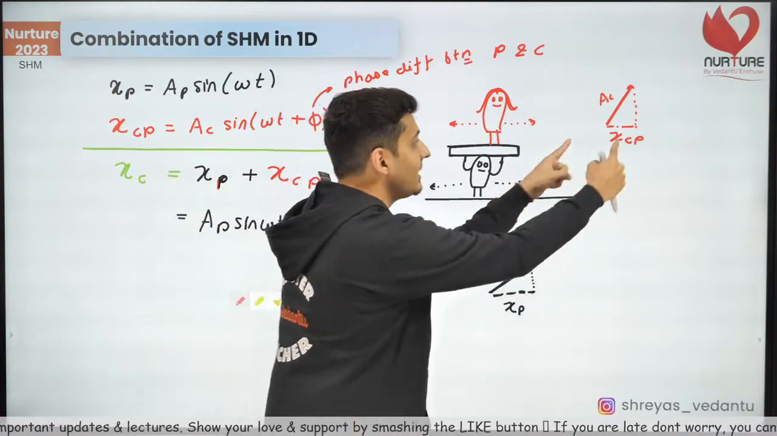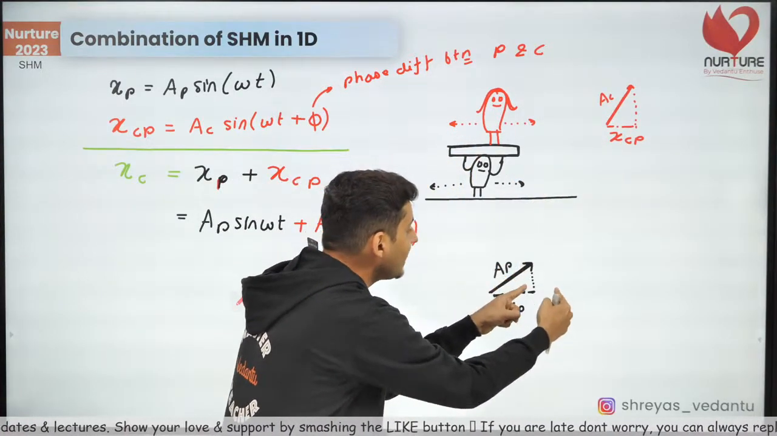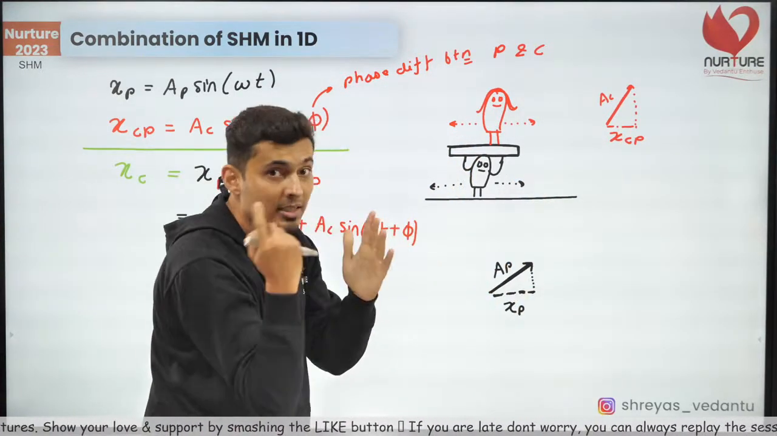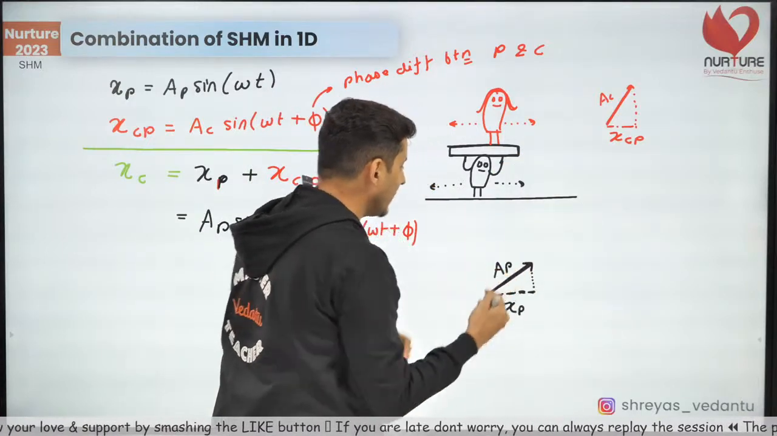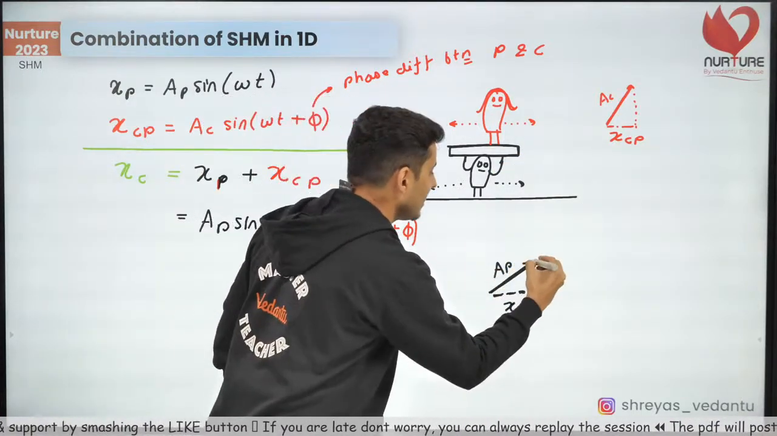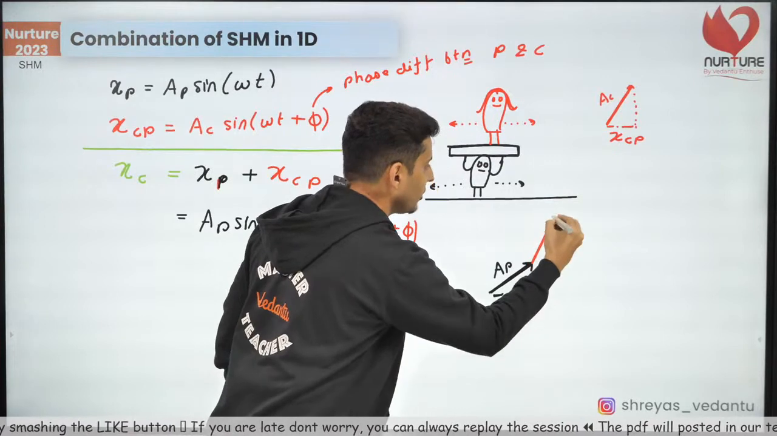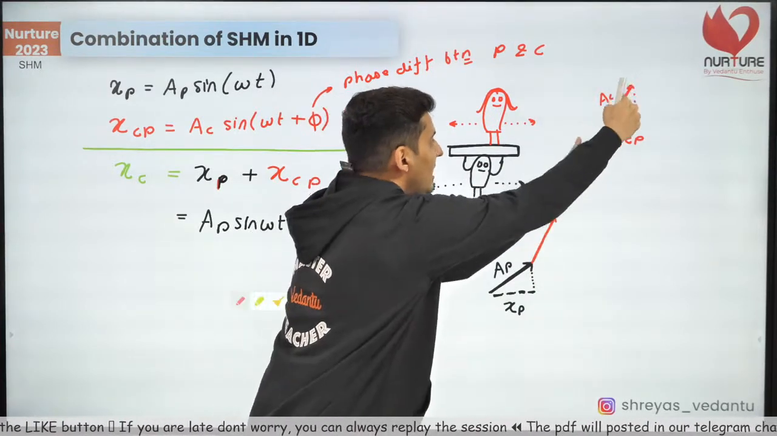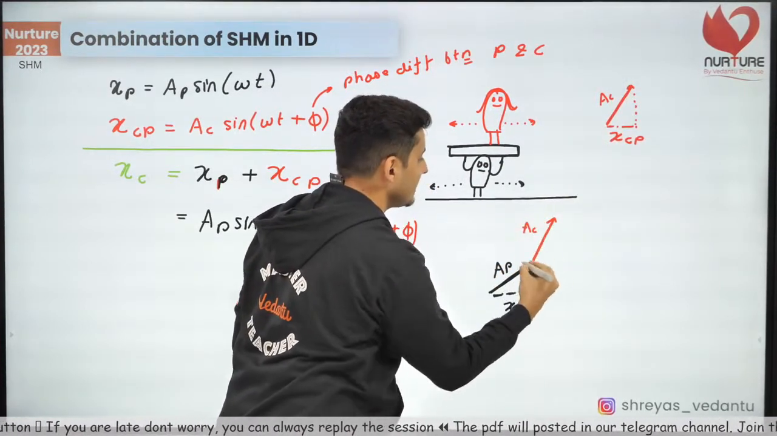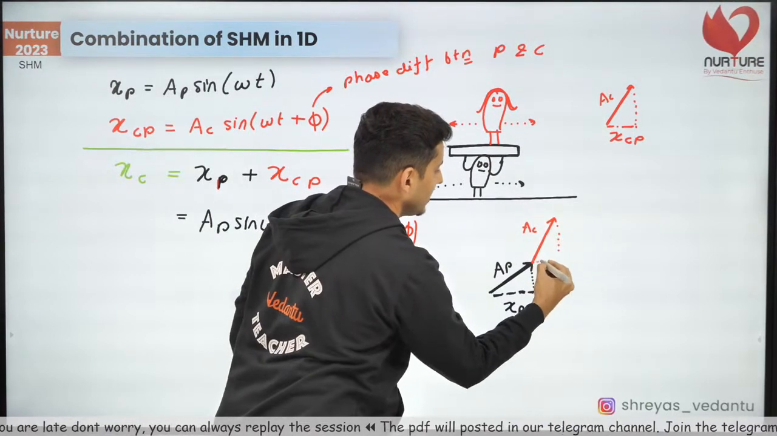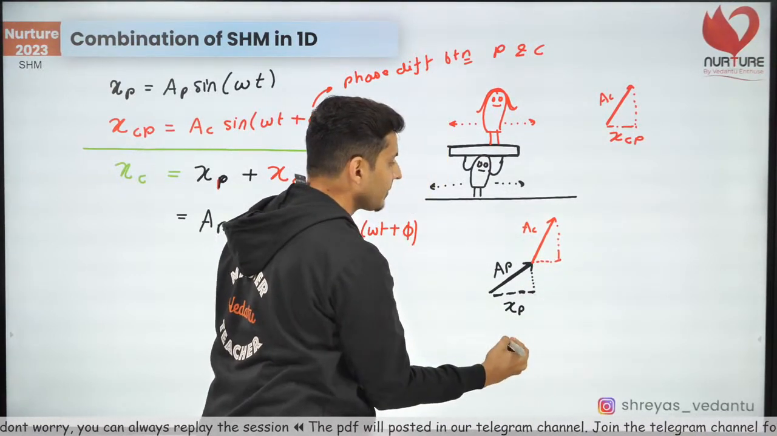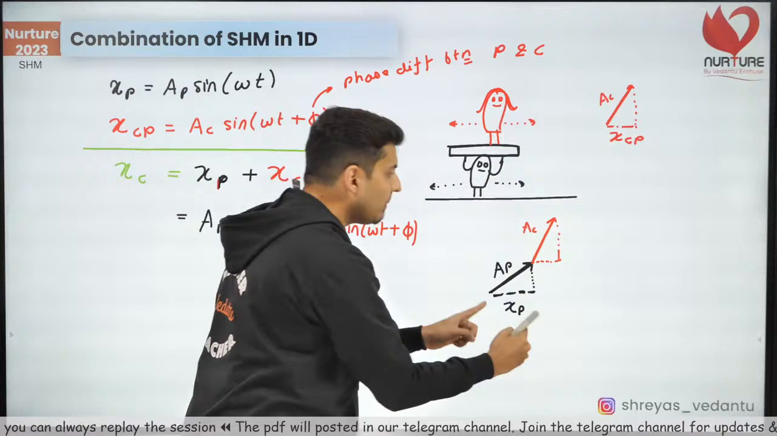That means let's bring this xcp over here and see what happens. Let me just draw it over here. The same thing, I'm just drawing it over here. This is AC, just drawing the projection. This is nothing but xcp.